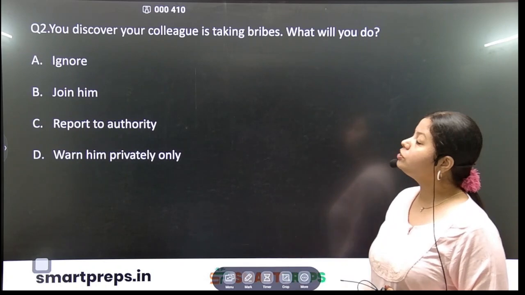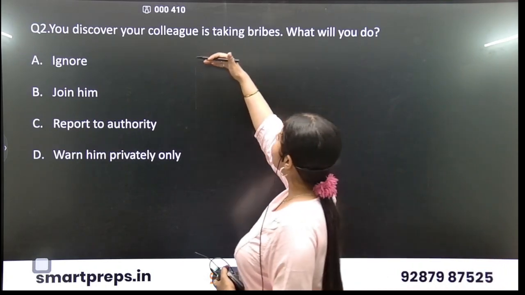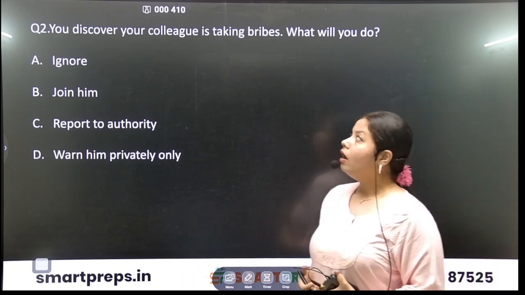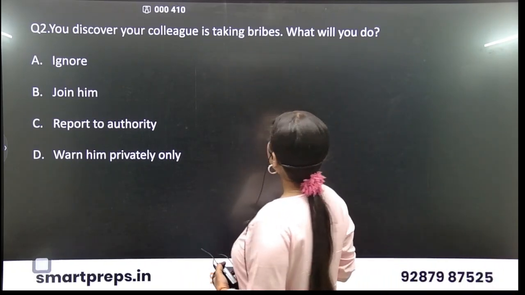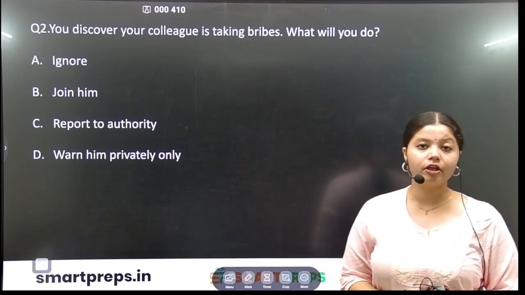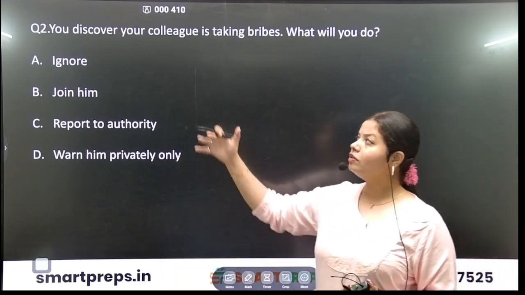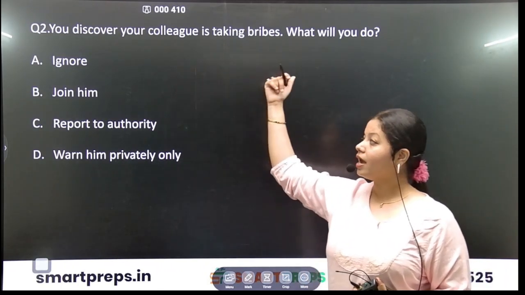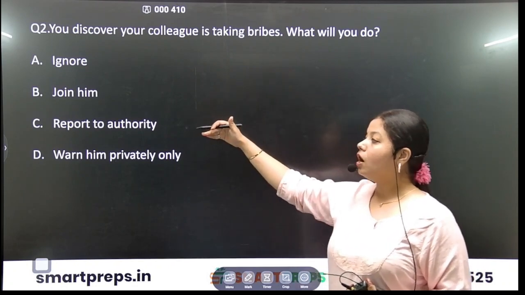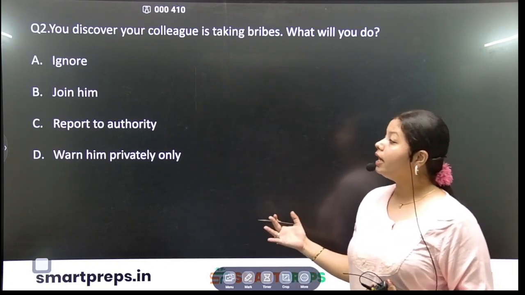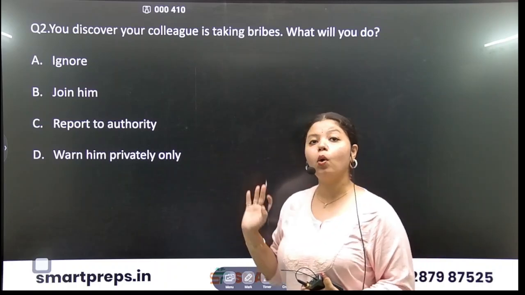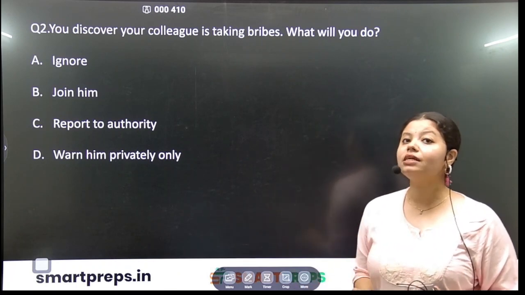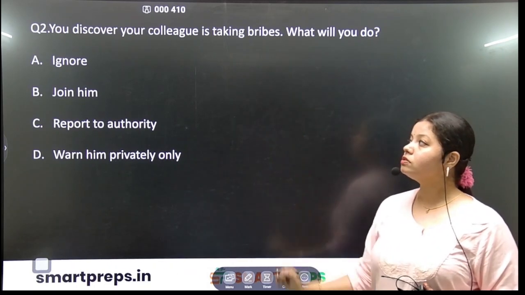Moving on with the next question. You discover your colleague is taking bribes. What will you do? While your colleague is taking bribes, what will you do after discovering it? Options are: you ignore the fact, you join him to take bribes, you report to authority, or since he is your colleague, you warn him privately only. Which can be the most ethical, practical decision from all these options?